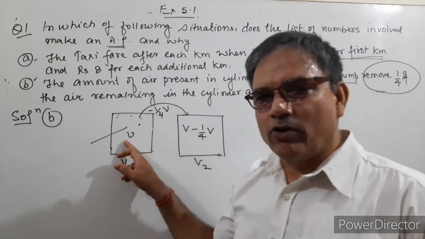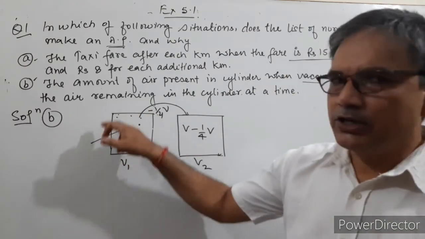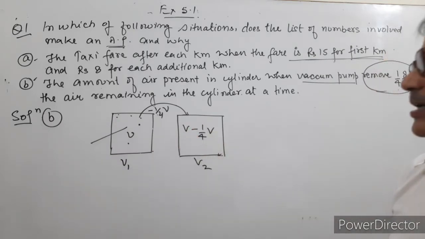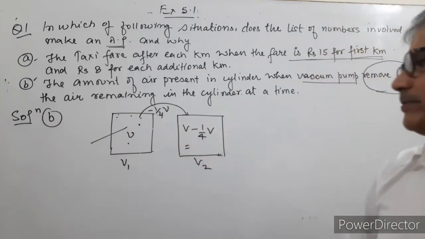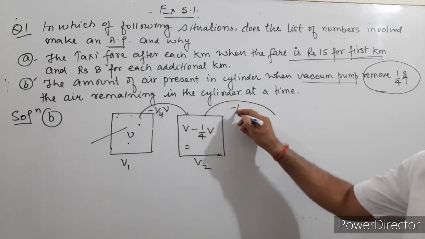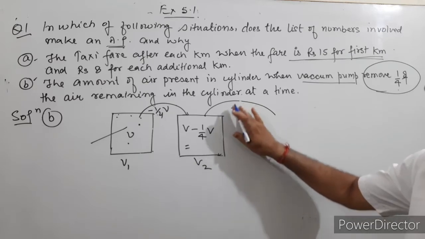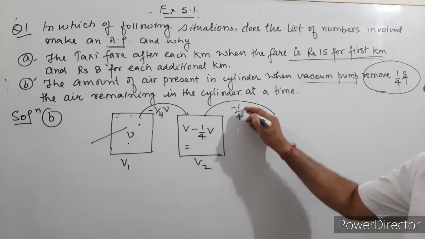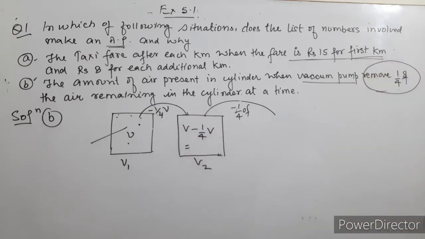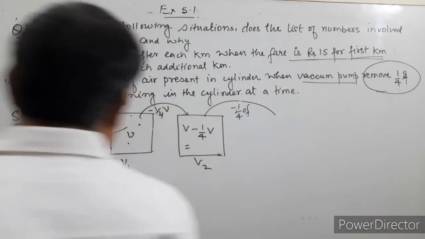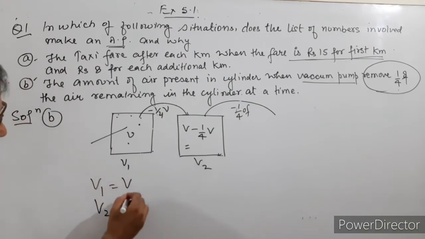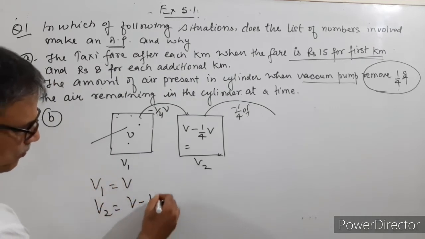V is the initial volume. V1, 1/4 is taken out, then V minus 1/4 is taken out, and what is remaining is left, and we will calculate it. And after that again 1/4 of the remaining is taken out. 1/4 of which one? This one. It means we have to solve this one. Here V1 is equal to V, and V2 is equal to V minus 1/4.